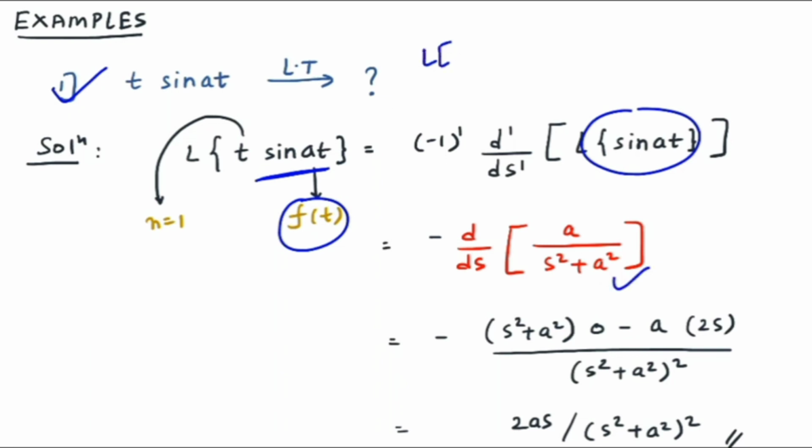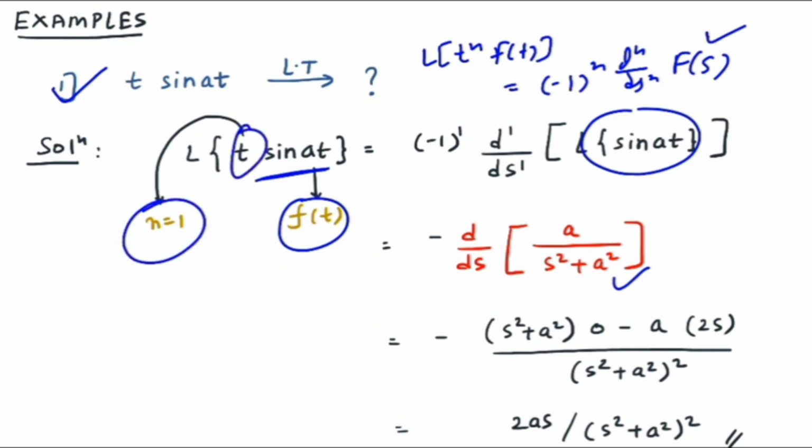Whenever I have Laplace of t raised to n f of t, the Laplace answer would be minus 1 raised to n, d raised to n upon d s raised to n, capital F of s. So I got capital F of s in my first step. Now the second step is to check what is the value of n, right? So the value of n here is 1. So you have to differentiate once, and it would be minus 1 raised to 1, which is minus 1. I hope this part is clear, how to apply the property, how to apply the formula.